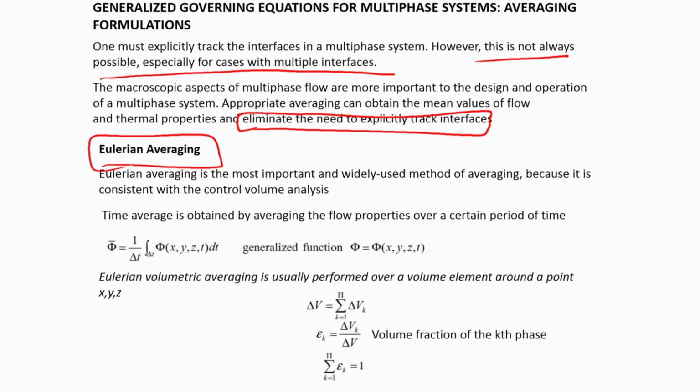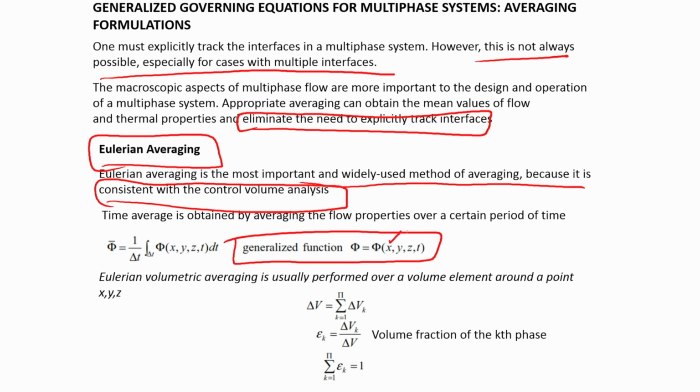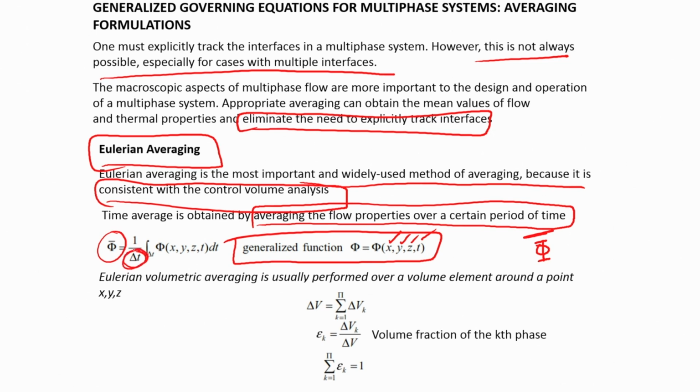What does it do? Eulerian averaging is the most important and widely used averaging because it is consistent with the control volume analysis. Whatever we did was an Eulerian kind of framework or field concept. If we take any generalized function phi, where phi is a function of x, y, z and t, the 4 dimensions, a function of space and time, the time average is obtained by averaging the flow properties over a certain period of time. So, when we talk about the average, phi bar, it is averaged over a particular time slot, this delta t.